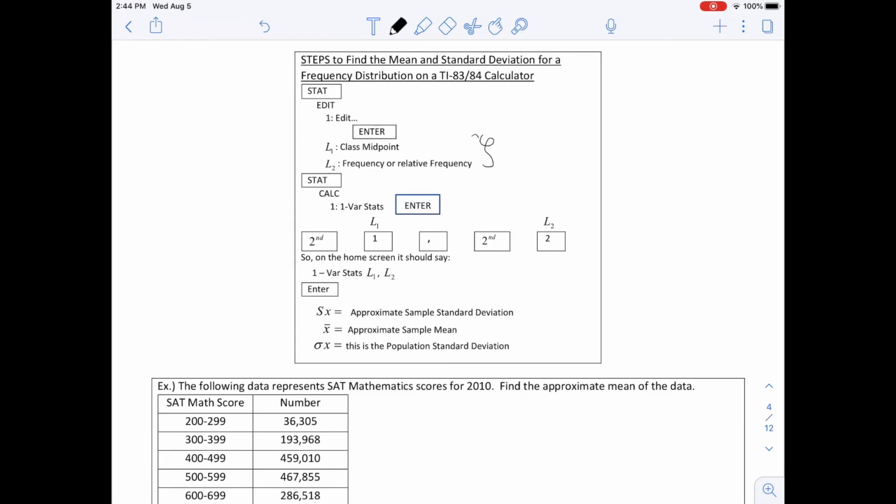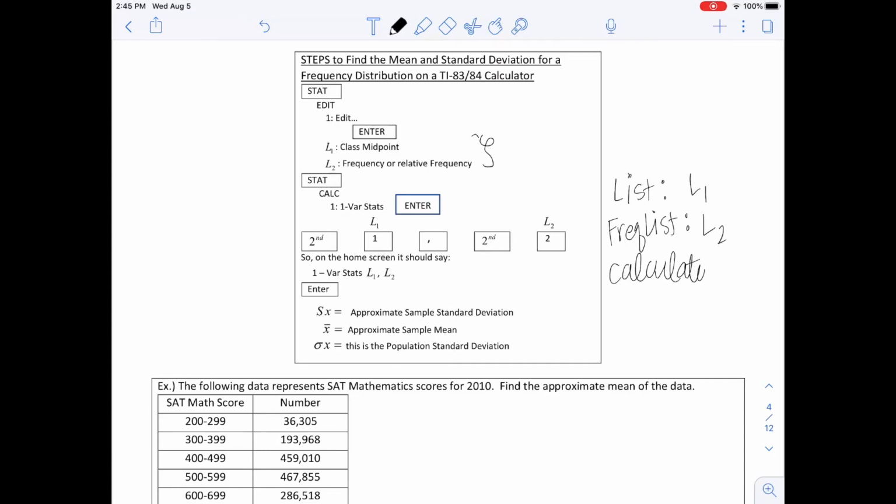If you have a newer style calculator, when you go to 1 Var Stats, it's going to prompt you for some information. First, it asks what the list is. The list for this is your class midpoints, which are in L1. Then it asks for the frequency list, which is either your frequencies or your relative frequencies, in L2. And then the next thing on there should be the word calculate.